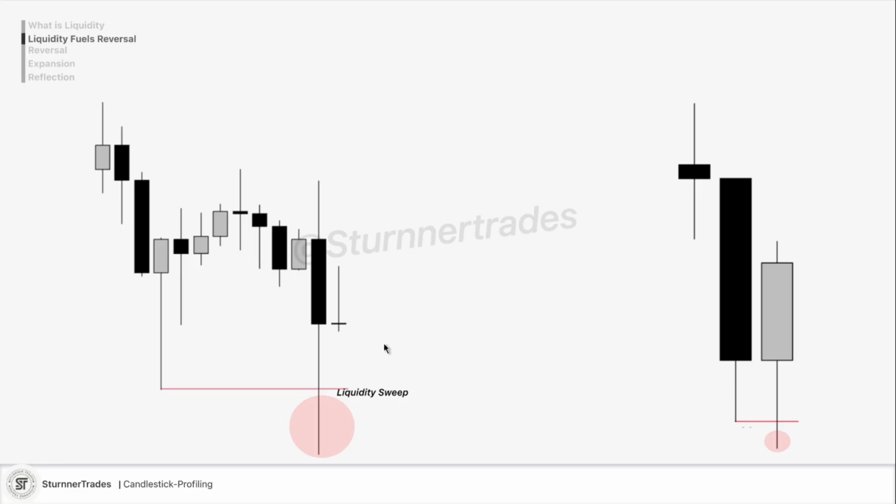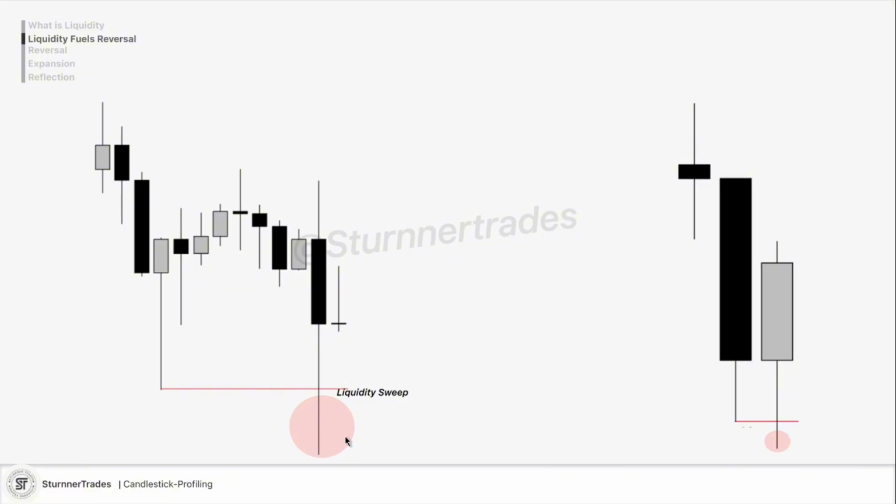So you notice price often spikes above an old high and dives below an old low, grabbing the liquidity that's sitting there. That's what we call the liquidity sweep. Now, in this example, price drops and spikes below an old low to sweep sell-side liquidity. This is the art of candlestick profiling, because every expansion does not happen without a reversal, and the cleanest reversal starts with a sweep. So let's break this down.